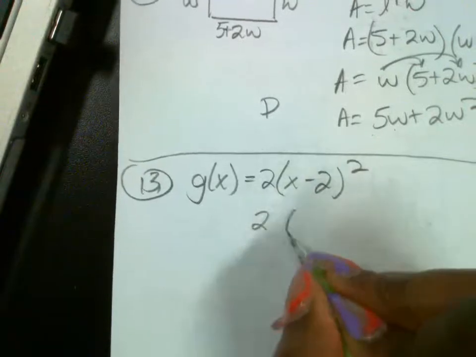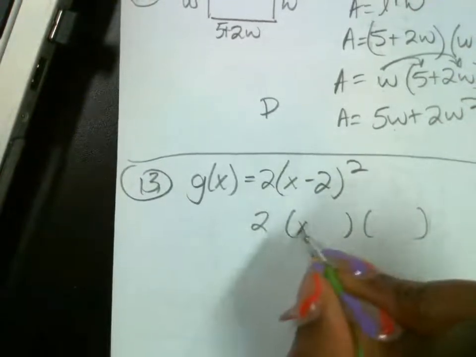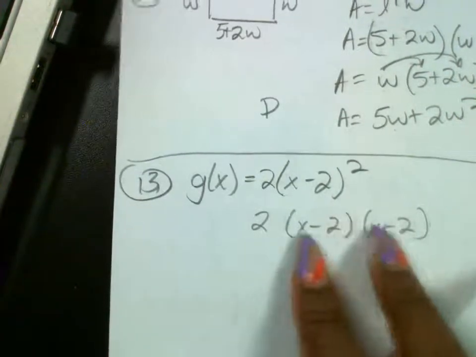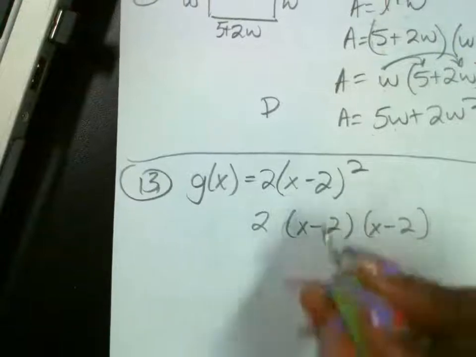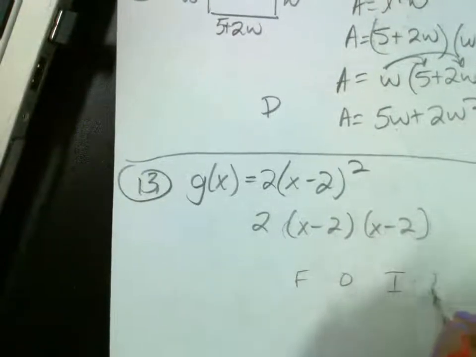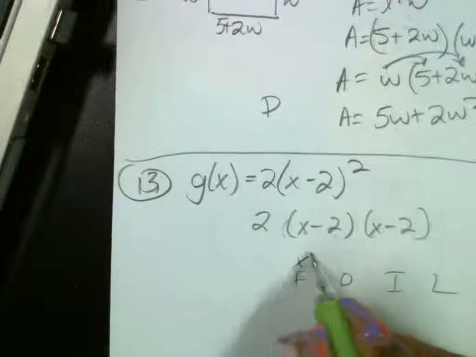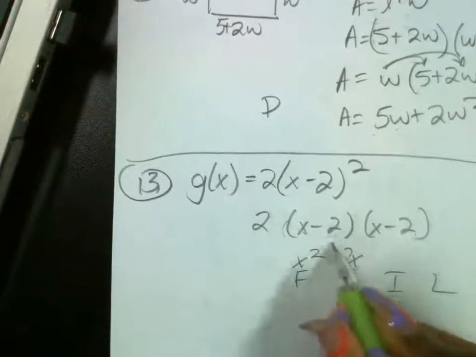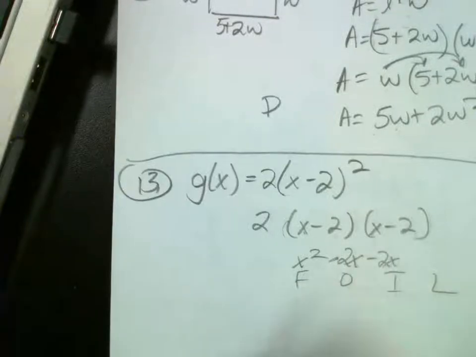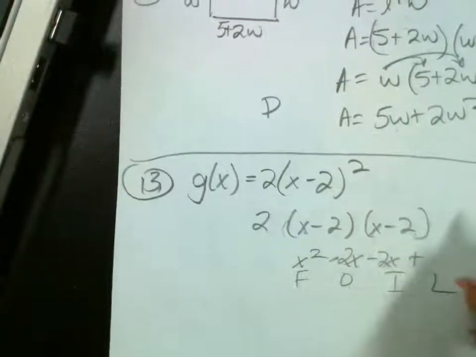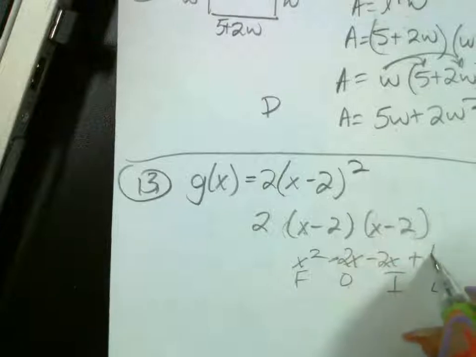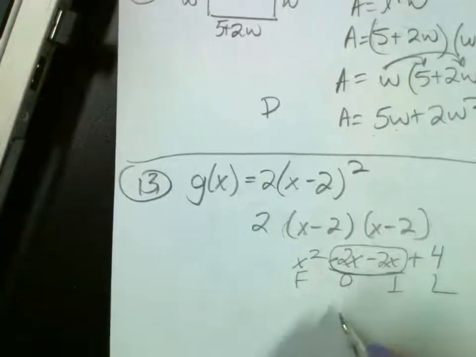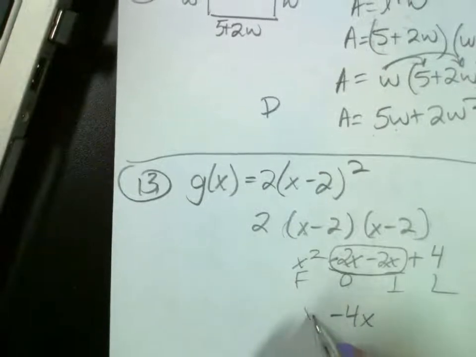So we got x minus 2 here, and we're going to multiply this times itself. Okay, you see how I did this? I'm doing this first, this times itself. So we got first, x squared; outer, negative 2x; inner, negative 2x; and last, negative times negative is positive 4. The two in the middle, you're going to combine those. That gives you a negative 4x. Okay?